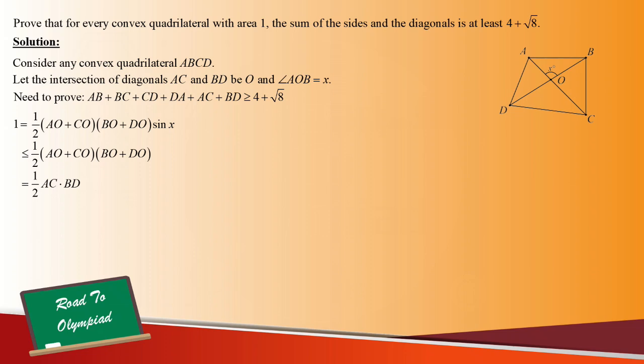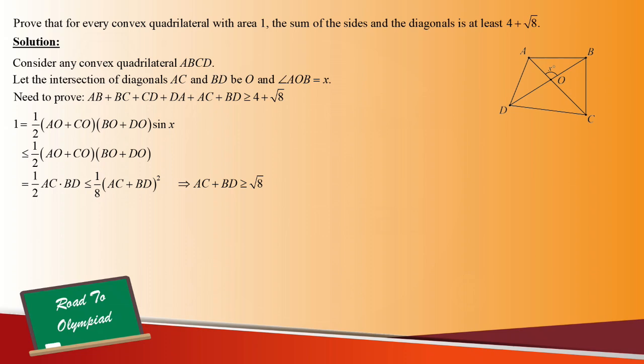Applying the AM-GM inequality, the product AC times BD is less than or equal to the square of AC plus BD, the whole thing over 2. Where we can factorize the denominator 2 to get 1 over 8 times AC plus BD, the whole thing squared. With the inequality 1 is less than or equal to 1 over 8 times AC plus BD, the whole thing squared, we have part of the inequality required. AC plus BD is greater than or equal to square root of 8.